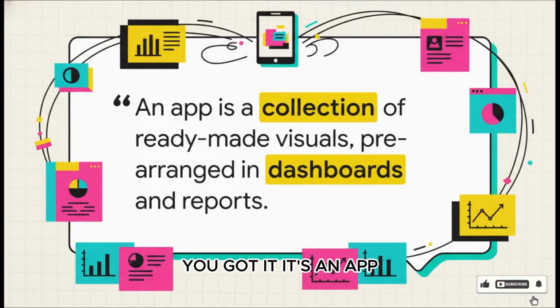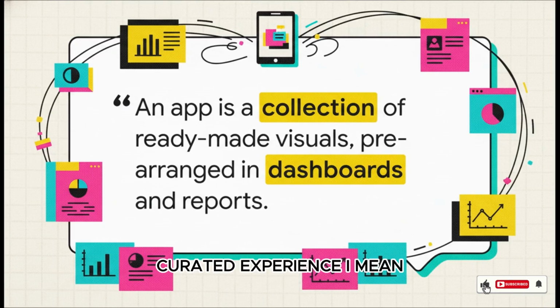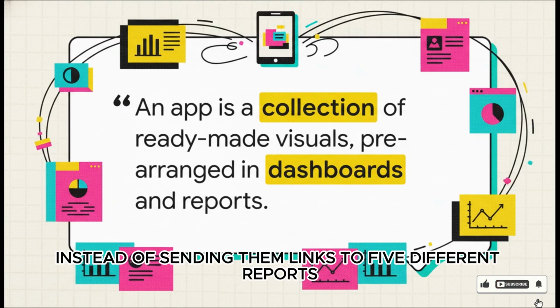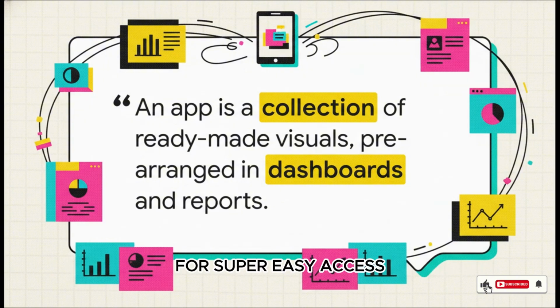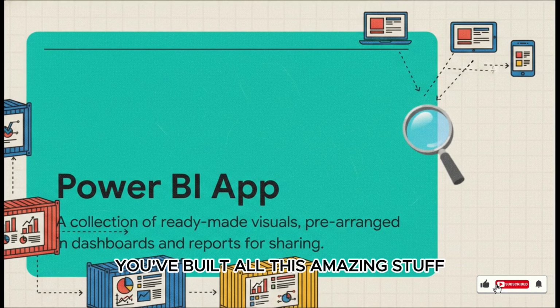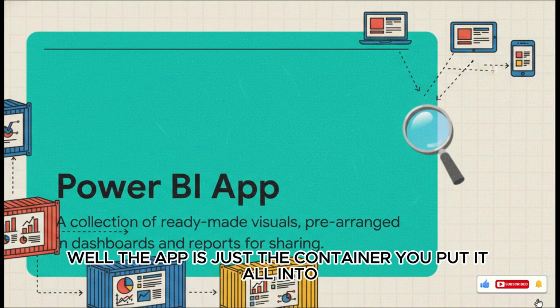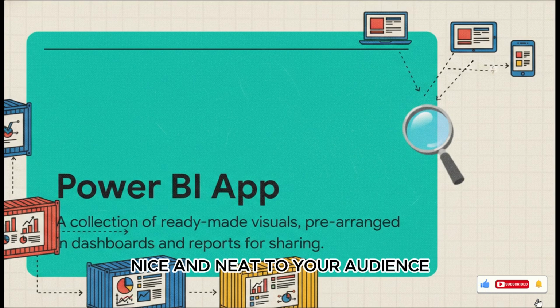You got it. It's an app. This is how you give your users a really polished, curated experience. Instead of sending them links to 5 different reports, you just bundle them all into one simple app for super easy access. And this shipping container analogy is perfect. You've built all this amazing stuff, your reports and dashboards. Well, the app is just the container you put it all into so you can deliver it all together, nice and neat, to your audience.